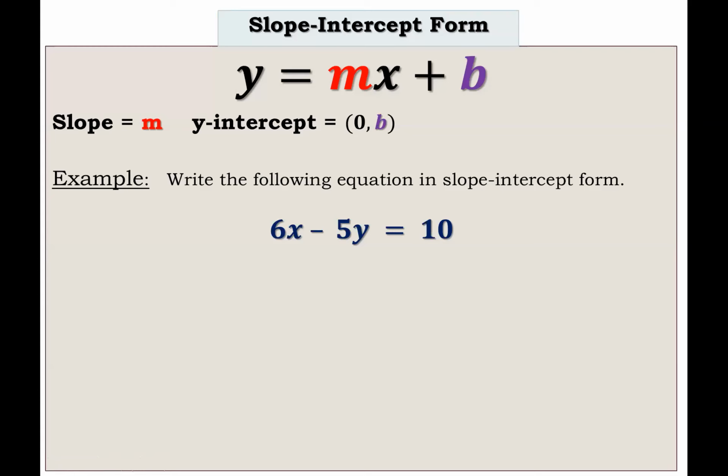All right, so what you're looking at now, y equals mx plus b. This is called slope-intercept form. m stands for slope, we know that.